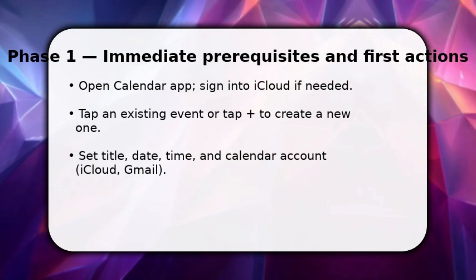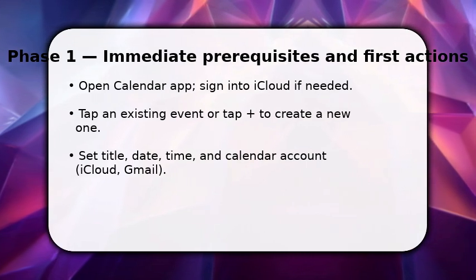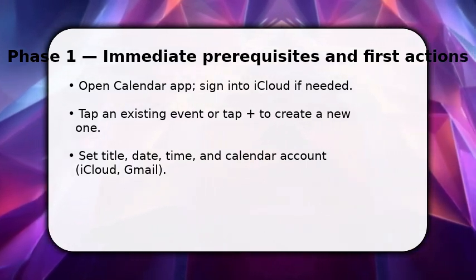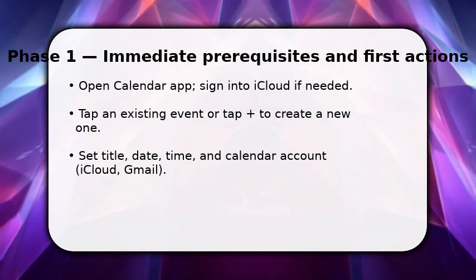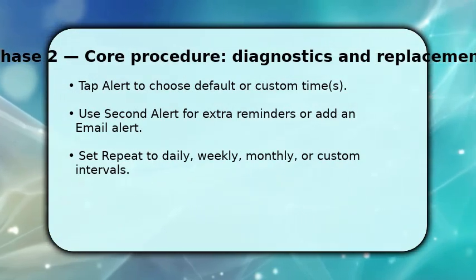Set the title, date, and time so the alert applies correctly. Once done, you're ready for alert options. Keep the event open because the next steps change how and when you get notified. Now tap Alert and choose a preset like at time of event or 15 minutes before.